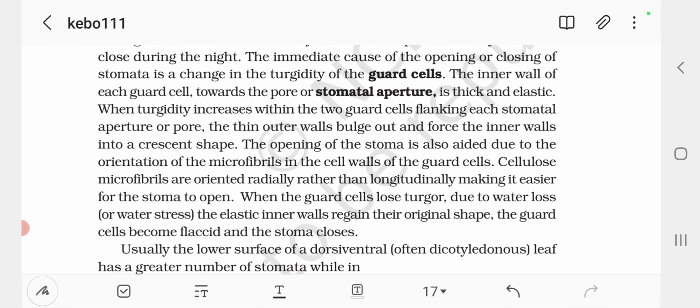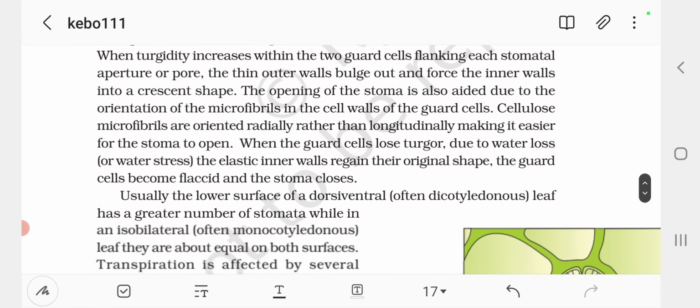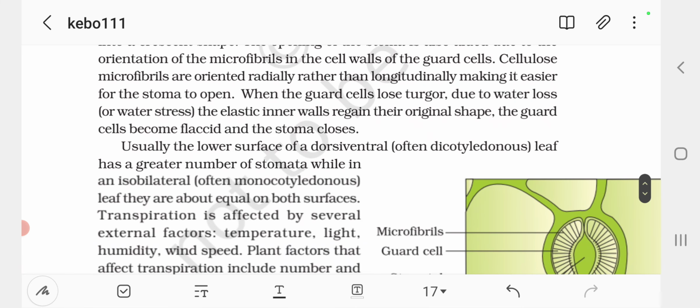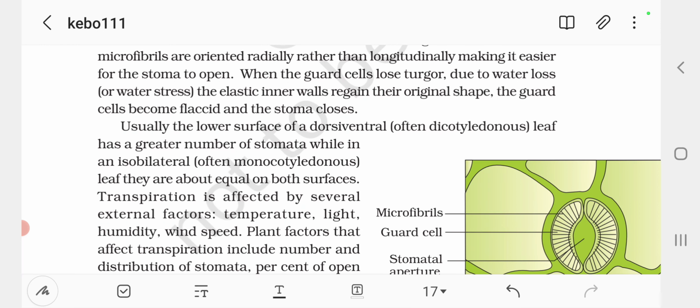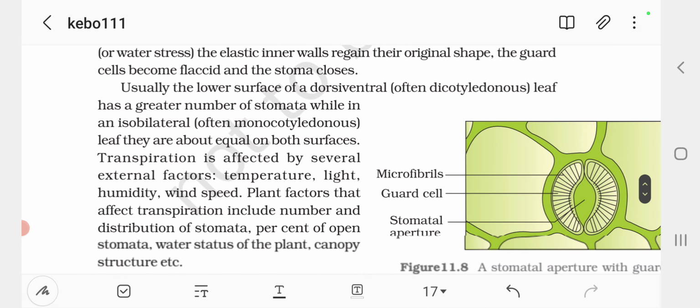The inner wall of each guard cell towards the pore or stomatal aperture is thick and elastic. When turgidity increases within the two guard cells flanking each stomatal aperture or pore, the thin outer walls bulge out and force the inner walls into a crescent shape. The opening of the stoma is also aided by the orientation of the microfibrils in the cell walls of the guard cells. Cellulose microfibrils are oriented radially rather than longitudinally, making it easier for the stoma to open. When the guard cells lose turgor due to water loss, the elastic inner walls regain their original shape. The guard cells remain flaccid and the stoma closes.